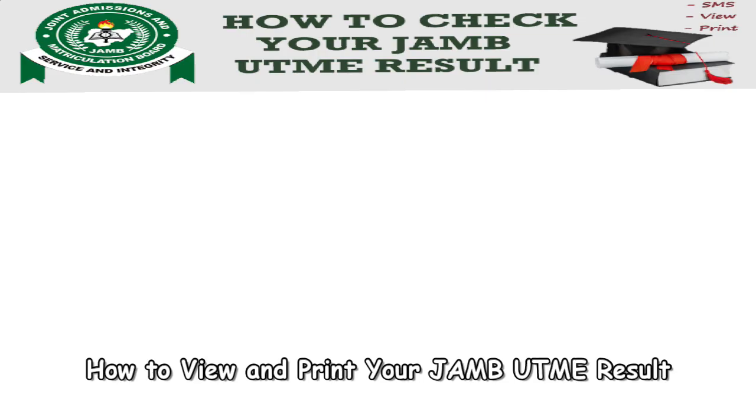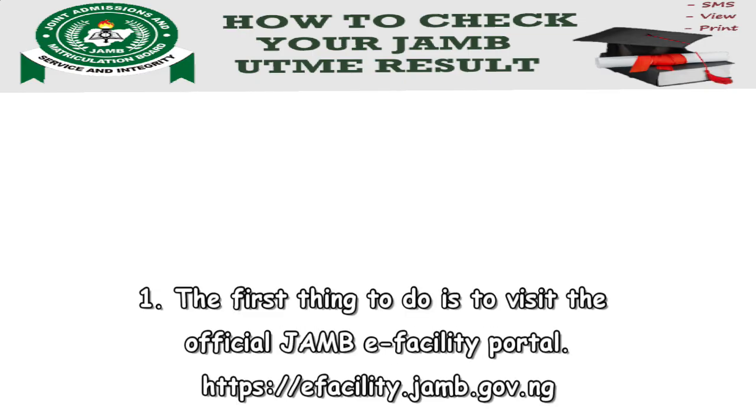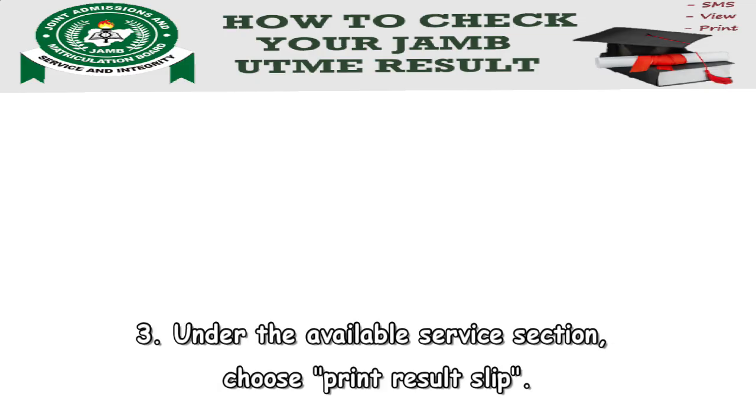Now let's look at how you can view and print your results. So that will be method B. To view and print your results, use the JAMB portal. The first thing you have to do when you use this method is to visit the official JAMB e-facility portal. That is https://e-facility.jamb.gov.ng. Log in using your registration details.